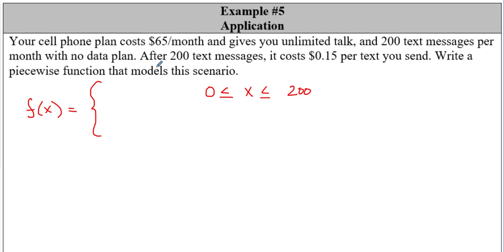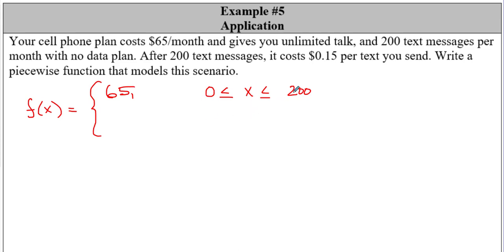All right, so for this domain, for 0 to 200 text messages, we know that the plan costs how much? $65 per month. So we are at a flat fee of $65 a month. Now, remember, our domain is talking about the text messages and not the months. So regardless, it is $65 a month unless we go over that 200 text message limit. All right, so this is our first function right here.